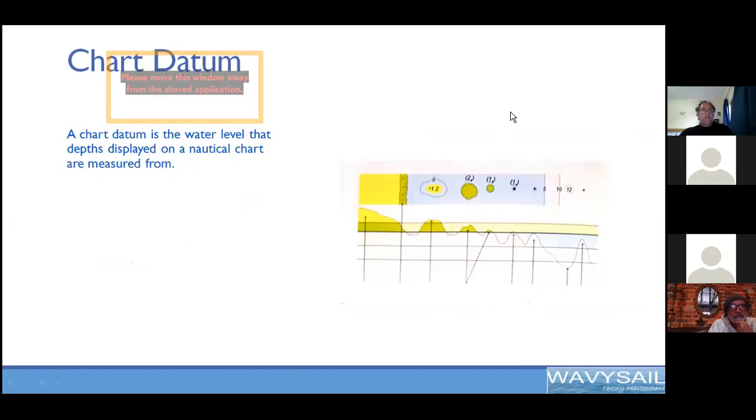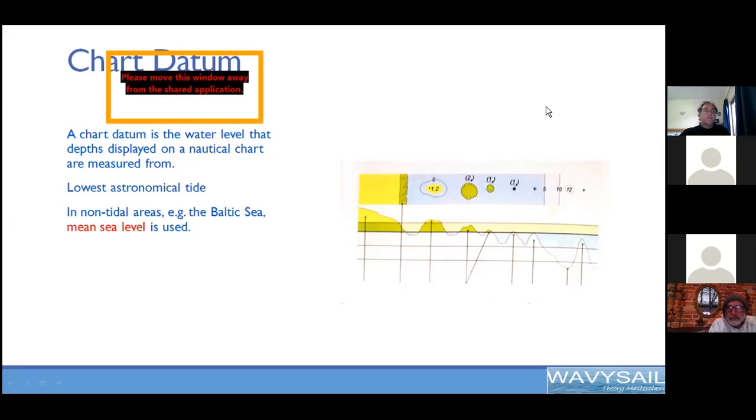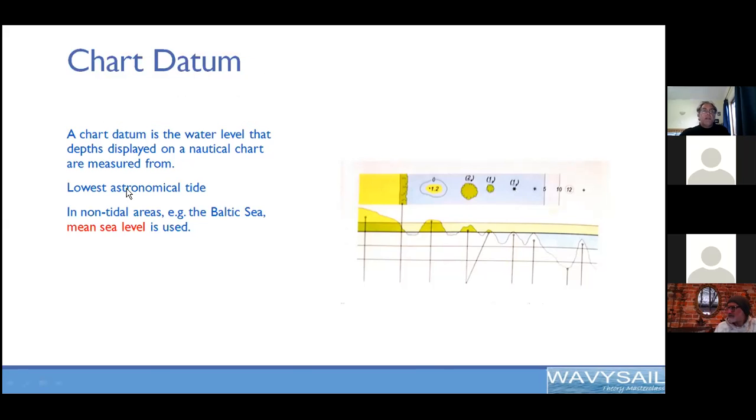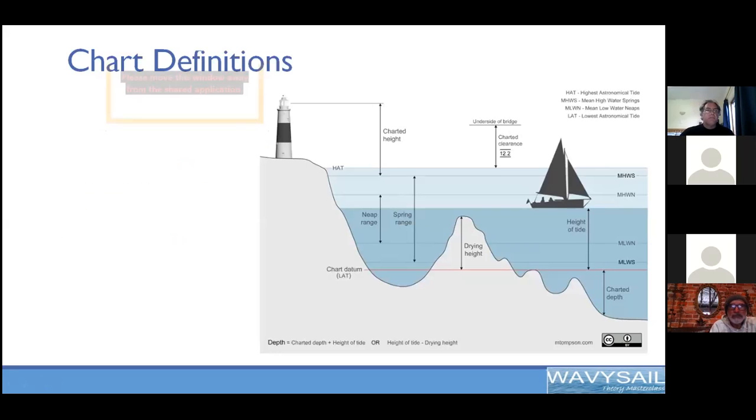Okay, the chart datum, we've spoken about this, is the water level at the depths of your lowest astronomical tide. Remember we spoke about this the other day? It's the lowest tide they've ever recorded that they put the chart datum on. In non-tidal areas there obviously isn't a lowest astronomical tide, so they use the mean sea level, the average sea level, for chart datum. But then tide doesn't affect you, so you can always have pretty much the same depth all the time.